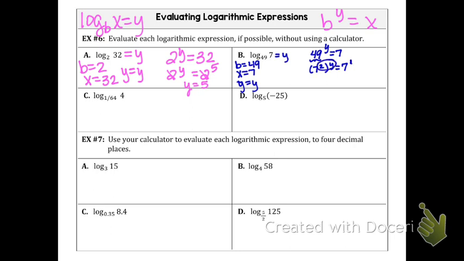We're going to multiply these exponents here. So 7 to the 2y equals 7 to the first. My bases are the same, so I'm going to ignore them, which means 2y has to equal 1. Solve for y. So we know that y is 1/2. So log base 49 of 7 is equal to 1/2.